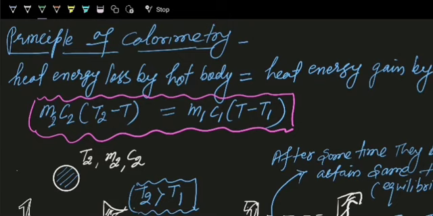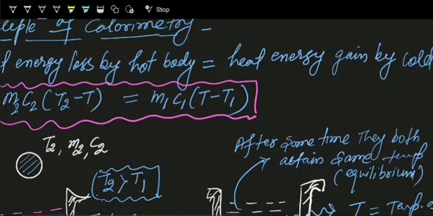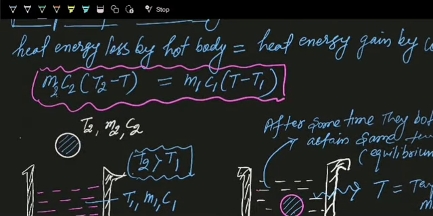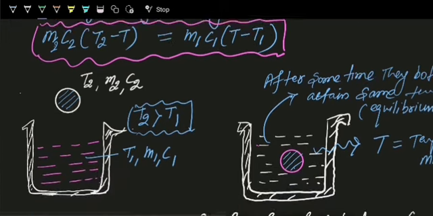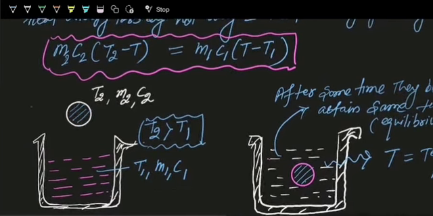which are at different temperatures, then the heat energy lost by the hot body is equal to the heat energy gained by the cold body, and its expression is like this: m2c2(T2 minus T) is equal to m1c1(T minus T1). Here I have drawn one diagram in which I have explained how this formula has come.